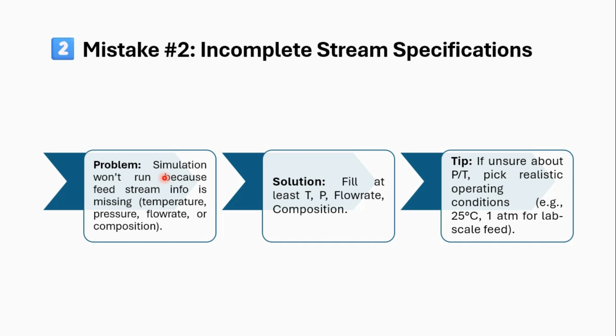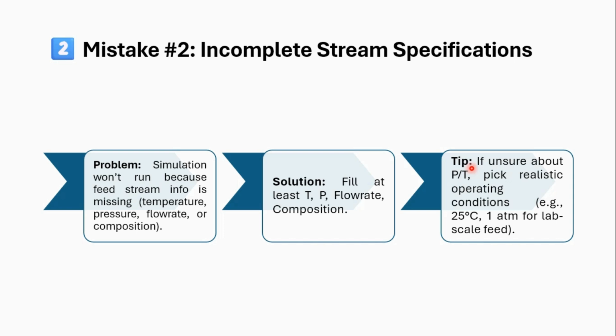Similarly, if you specify temperature, pressure, and vapor fraction, all three, then the simulation is not fully specified because you have specified more variables than required. So the simulation won't run because feed stream information is either missing or overspecified. What you need to do is specify the minimum information here, that is, fill at least temperature, pressure, flow rate, and composition.